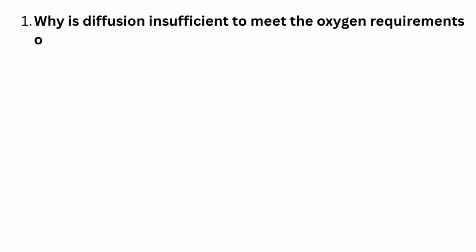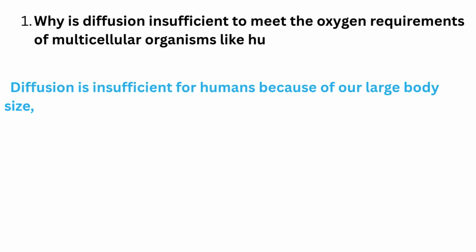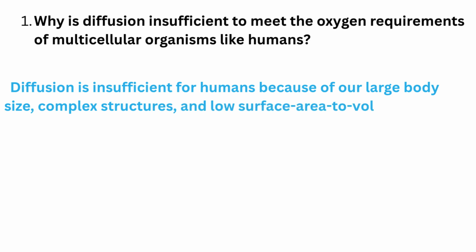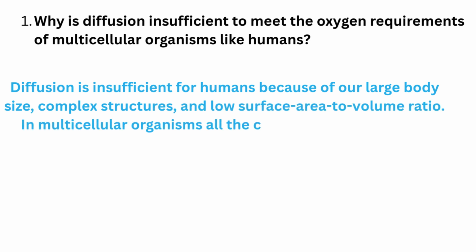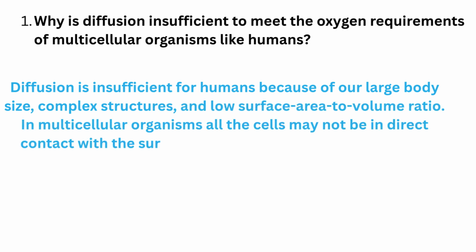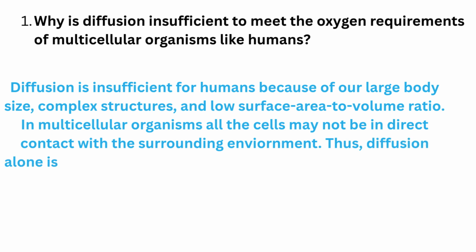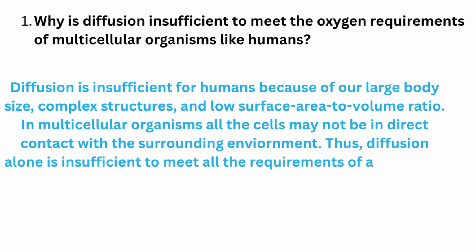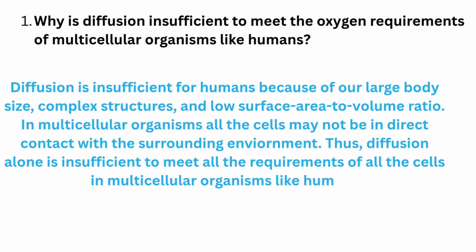Why is diffusion insufficient to meet the oxygen requirements of multicellular organisms like humans? Diffusion is insufficient for humans because of our large body size, complex structures, and low surface area to volume ratio. In multicellular organisms, all the cells may not be in direct contact with the surrounding environment. Thus, diffusion alone is insufficient to meet all the requirements.